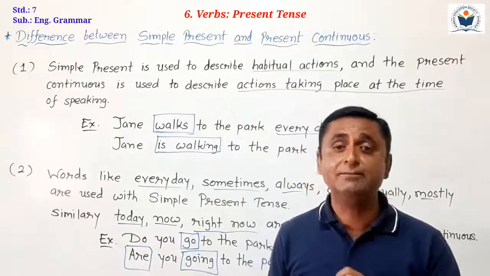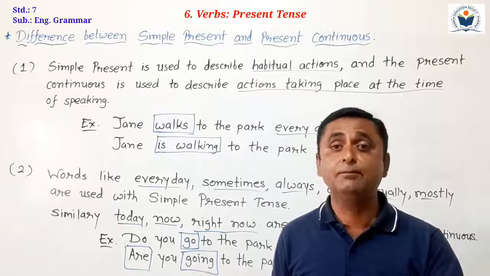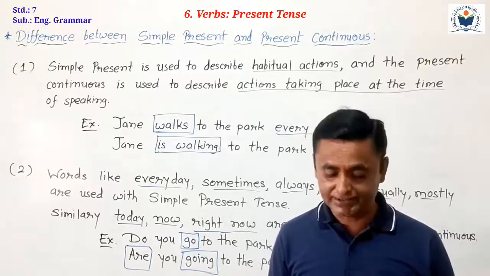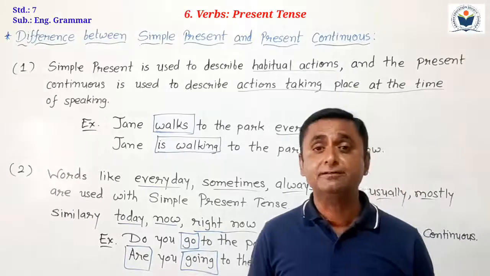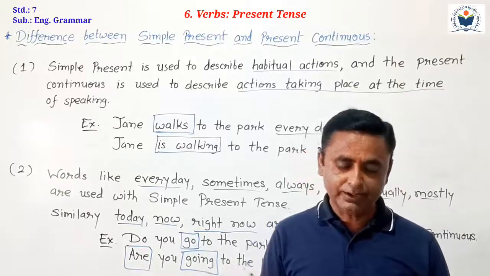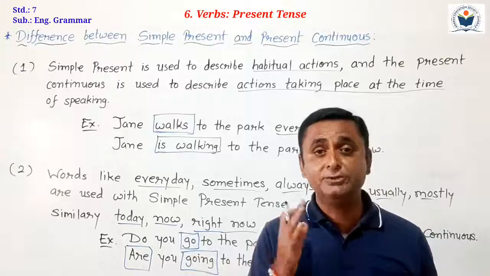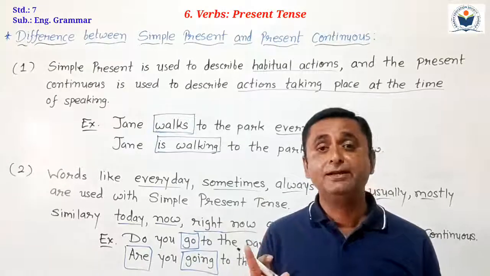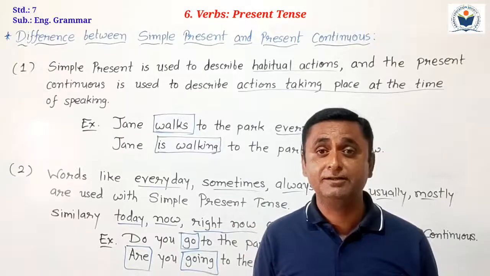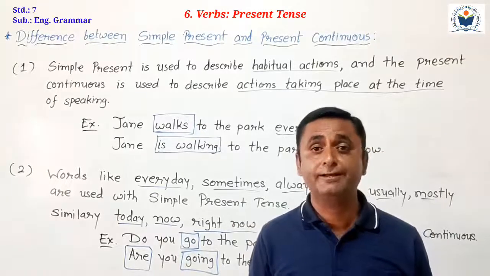With words that show our senses, we cannot use present continuous tense. The chocolate tastes bitter. We cannot say this chocolate is tasting bitter. With sense-related words we can never use continuous tense. We have to write in simple present tense only.